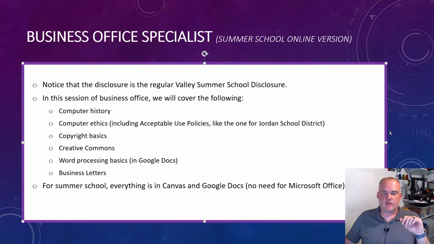This session of Business Office, we're going to cover some computer history, computer ethics, and copyright basics, which are going to include Creative Commons, a fairly new way of thinking about copyright. Some interesting stuff there. We're going to go into some word processing basics, with a couple of assignments that shouldn't be any big deal. And then we'll end the whole thing with some business letters. It should be pretty easy.